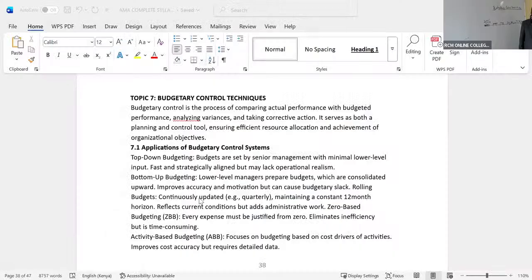All right. So rolling budgets are continuously updated, e.g. quarterly, maintaining a constant 12-month horizon. They reflect current conditions but add admin work. Then we have what we call zero-based budget.